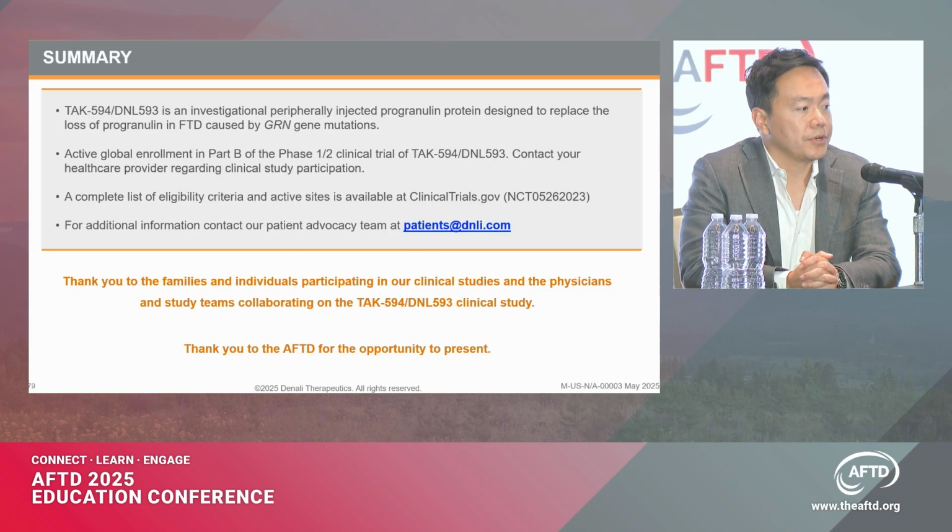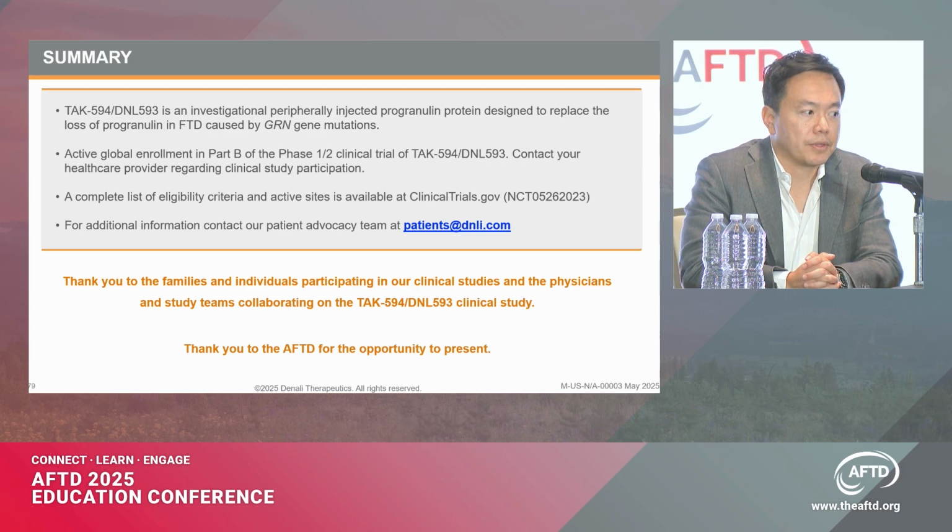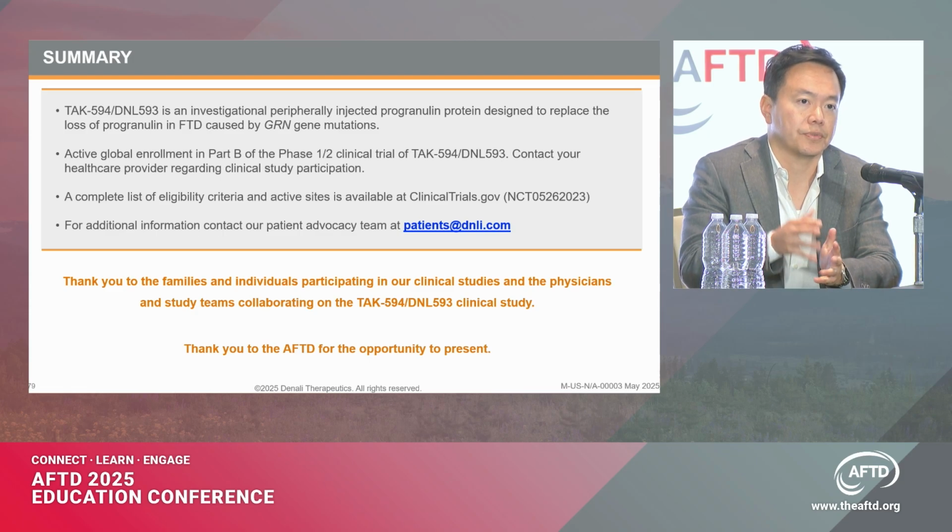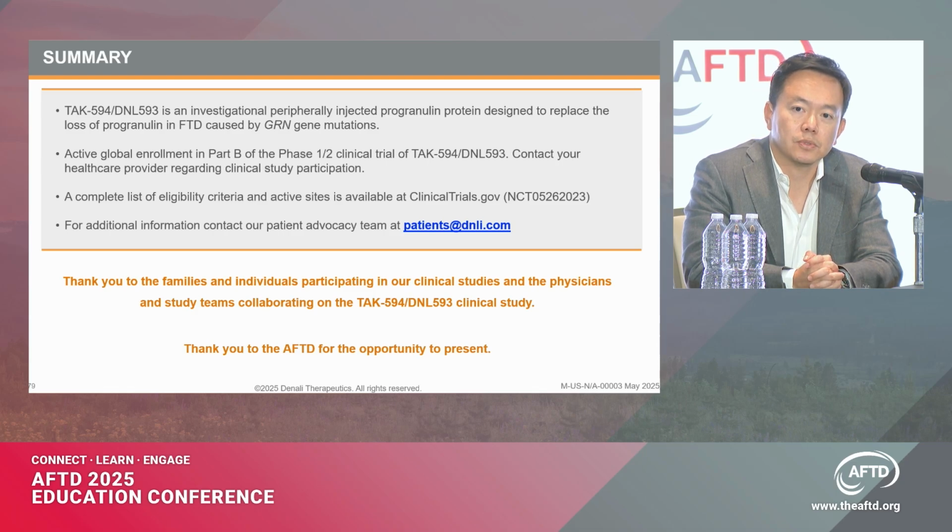So just a quick summary. TAC594 or DNL593 is an investigational drug. It's a progranulin protein that's designed to cross from the blood into the brain via an IV infusion. It's for patients with FTD caused by the granulin gene mutation. We have active sites in Europe, South America, and the US.